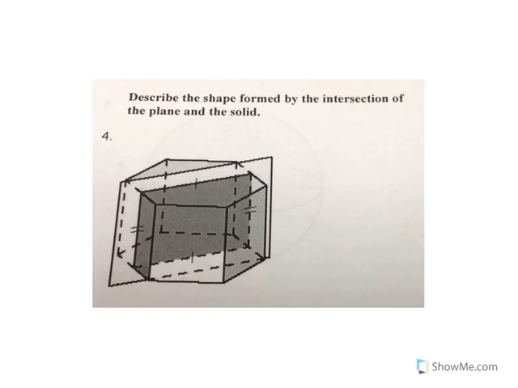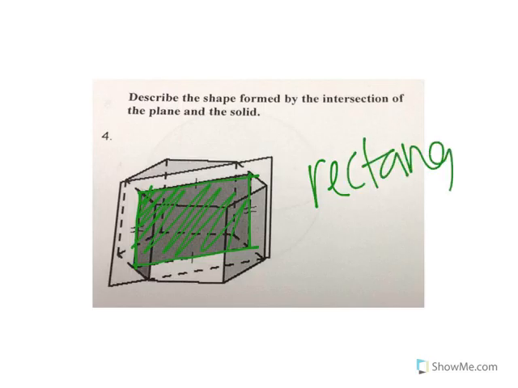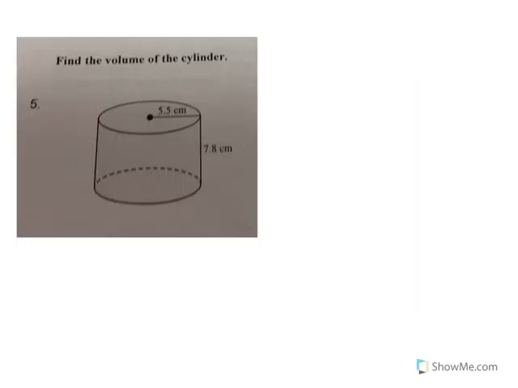Alright, number 4, it says describe the shape formed by the intersection of the plane of the solid. Alright, so all it's asking for is what shape shows up on that piece of paper that you slice your shape with. Well, if you take a look at this, that's a rectangle. And that's your answer.